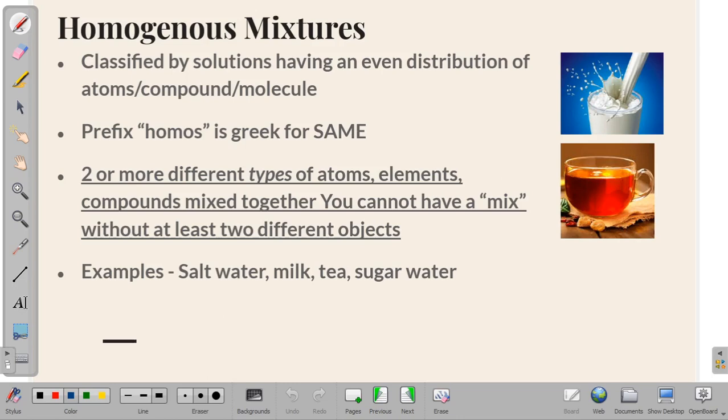Okay, so let's change gears a little bit. Let's look at mixtures. So we can't really see atoms, elements, or compounds. What we can do is we can see mixtures.